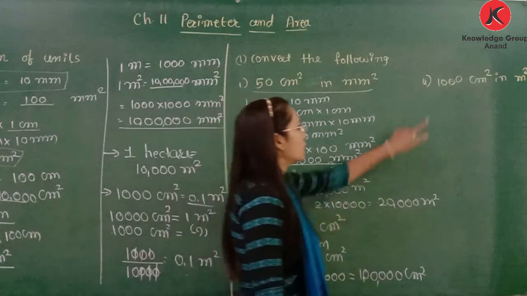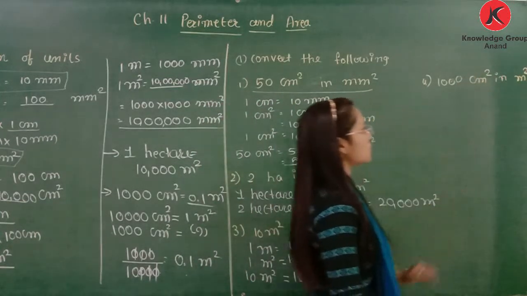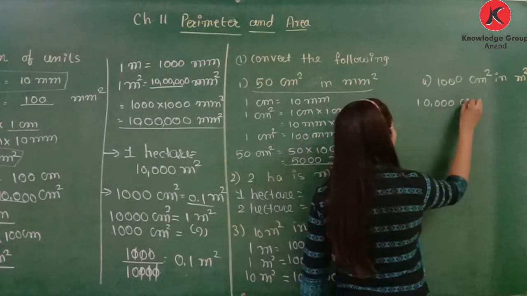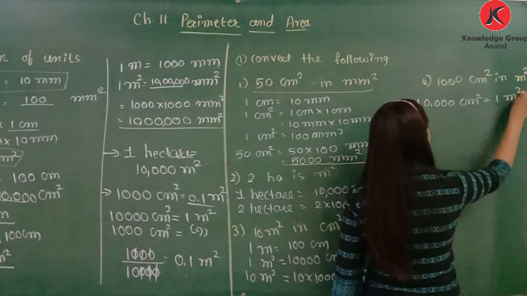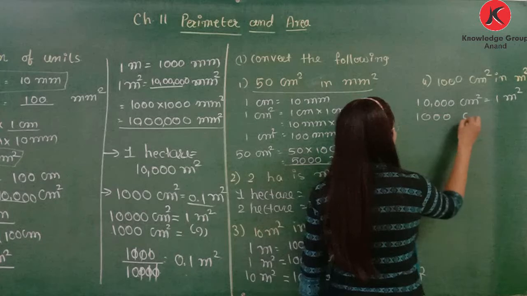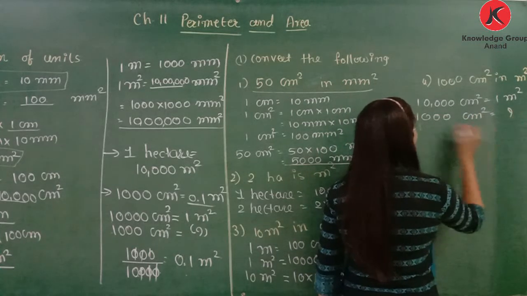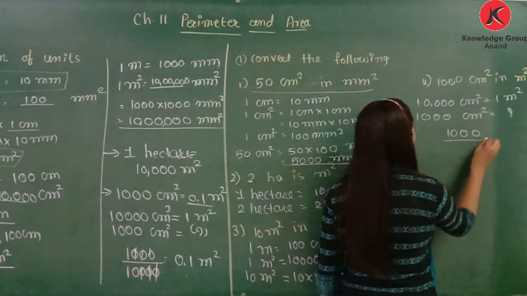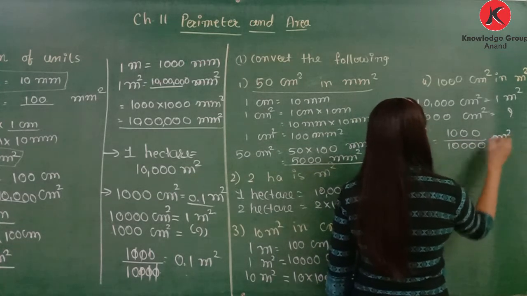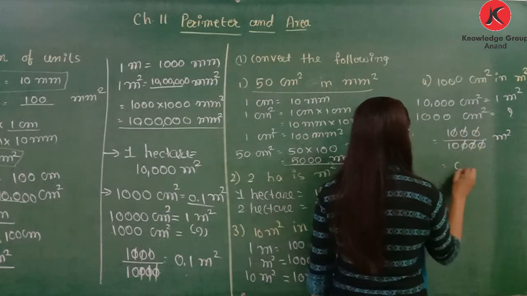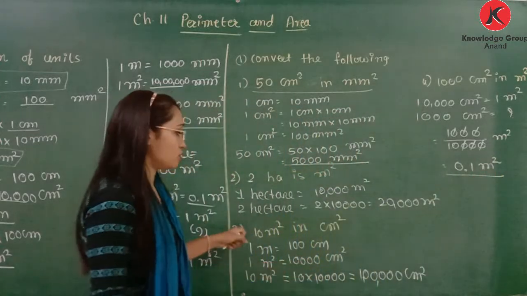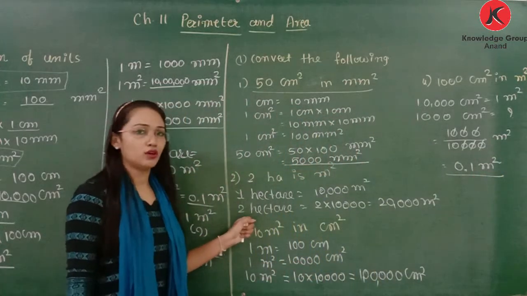Now next one. 1000 centimeter square in meter square. So we know that 10,000 centimeter square is equal to 1 meter square. 1 meter square is equal to 10,000 centimeter square. So 1000 centimeter square is equal to how much? This is same as the previous one. So 1000 divided by 10,000, 0.1 meter square. So this way you can also perform the conversion. This can be asked for blank or MCQ.